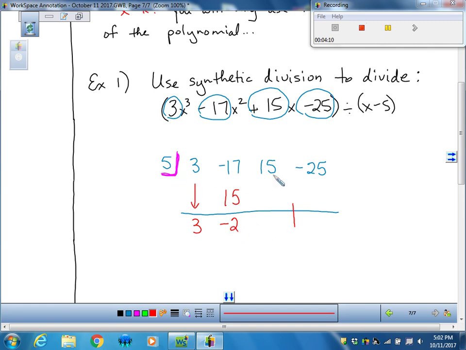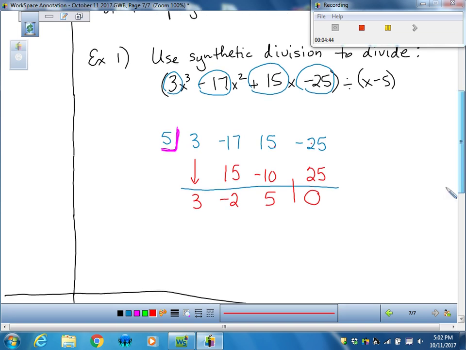Now I take that negative 2 and multiply it times the 5. I'm just going to keep repeating this process until I get all the way to the end. So negative 2 times 5 is negative 10. 15 take away 10 is 5. 5 times 5 is 25. Negative 25 and positive 25 is 0. Whatever you end up with as this last number is your remainder. There's nothing else to do. We're finished.